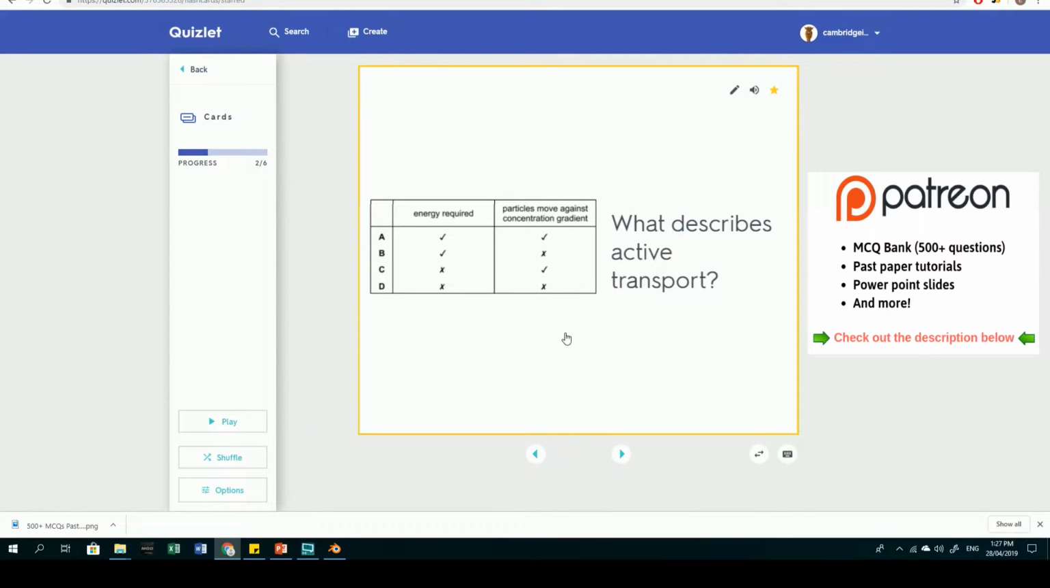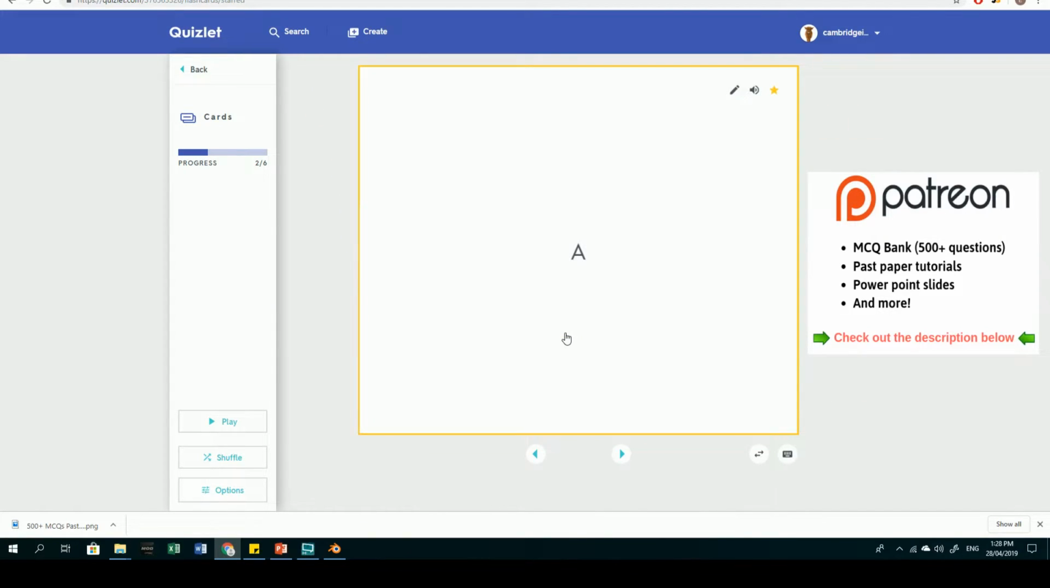So what describes active transport? Active transport is of course defined as an energy-requiring or energy-driven process by which particles are moved against the concentration gradient. If you think about diffusion as a natural process by which particles move from a higher to lower concentration, active transport reverses that process and moves the particles forcefully from a lower to higher concentration, and to oppose that natural tendency, energy is required for this process. So the answer is A: energy is required and particles move against the concentration gradient.